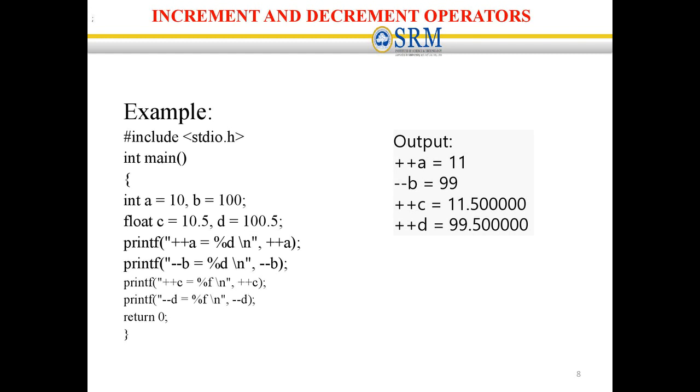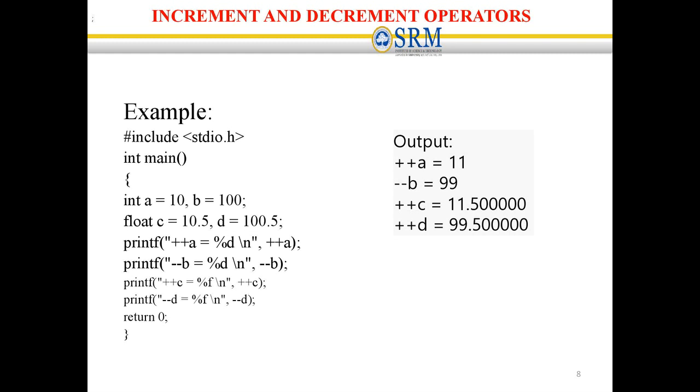While applying the increment and decrement operators, the output we are getting is ++a is equal to 11, --b is equal to 99, ++c is equal to 11.50 and --d is equal to 99.50. Now we will see the difference between the increment operator and the decrement operator. The increment operator adds 1 to the operand, whereas the decrement operator subtracts 1 from the operand.